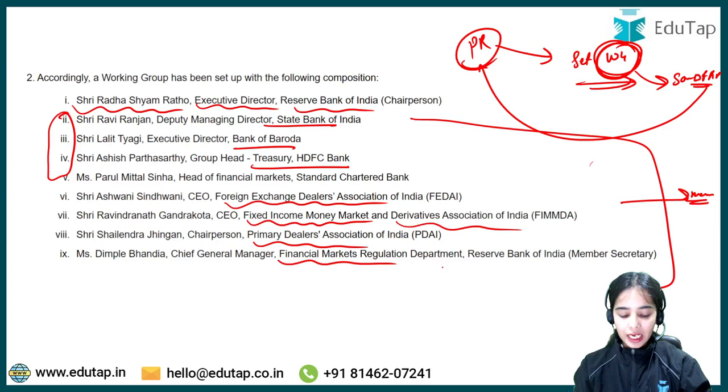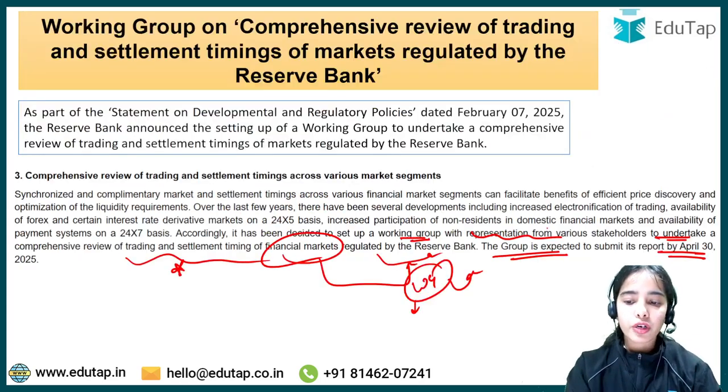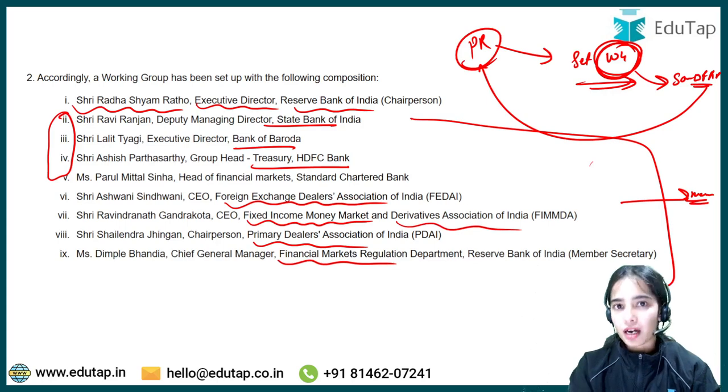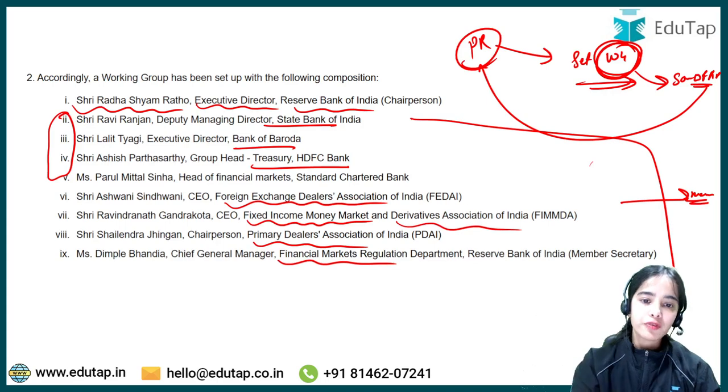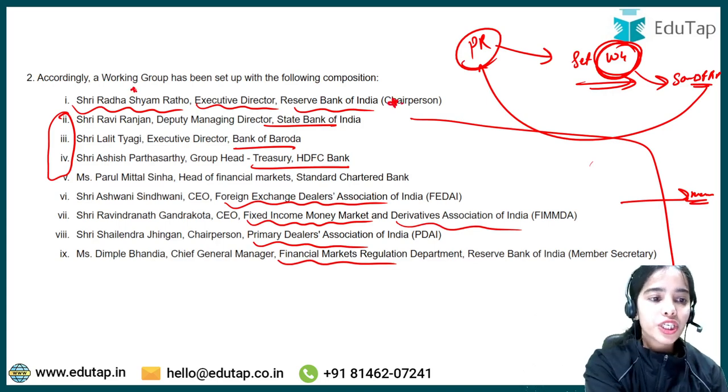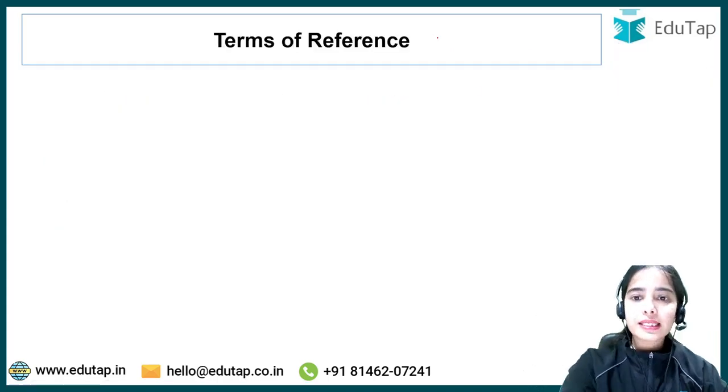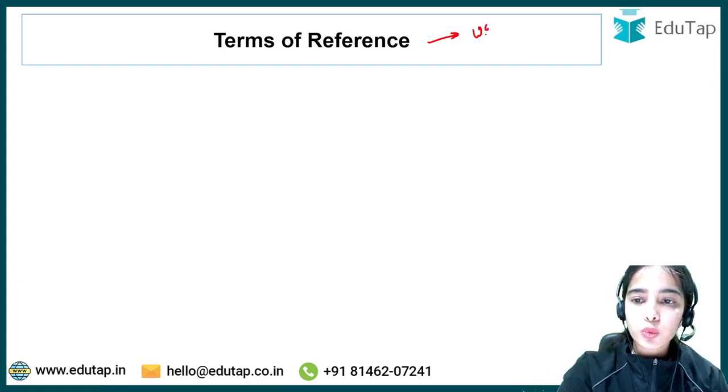So you can understand that the working group consists of representation from various stakeholders from various areas of the financial markets that are regulated by RBI. Okay. So this is the working group set up by the RBI with the chairperson being Shri Radha Shyam Rathore. So now let's discuss the terms of reference for the working group.